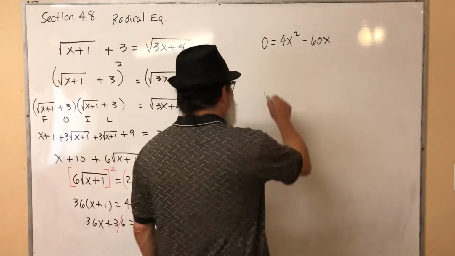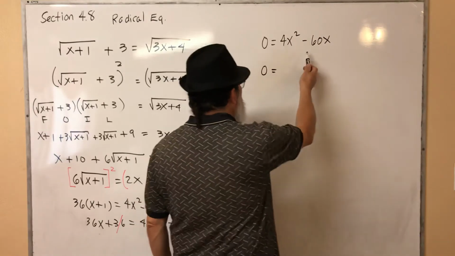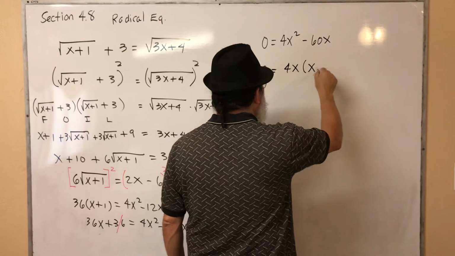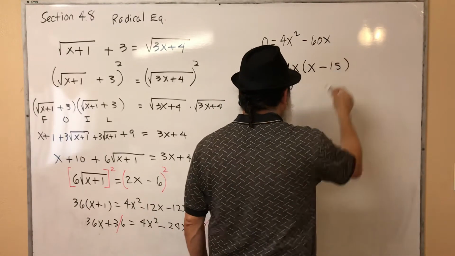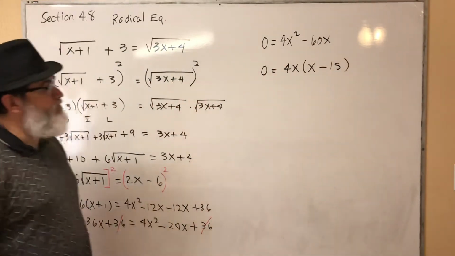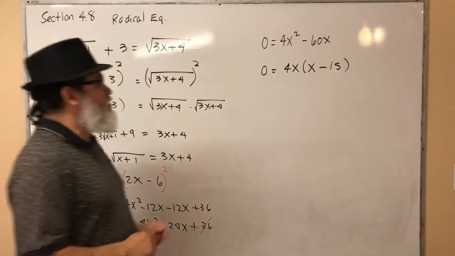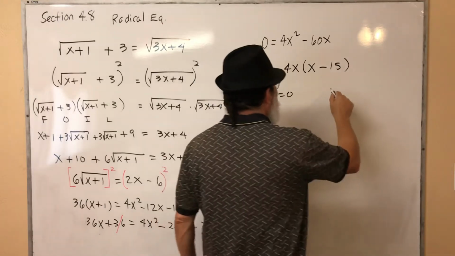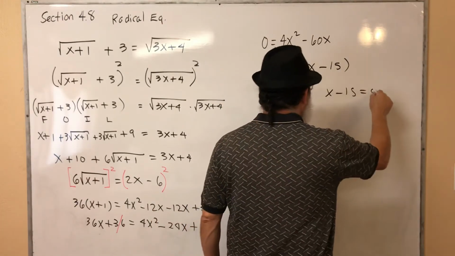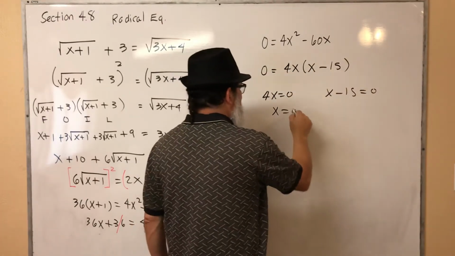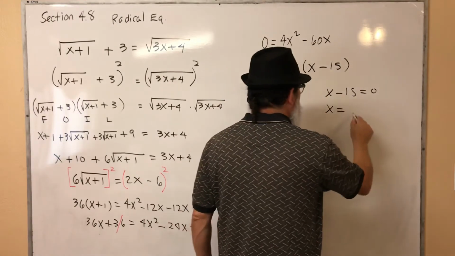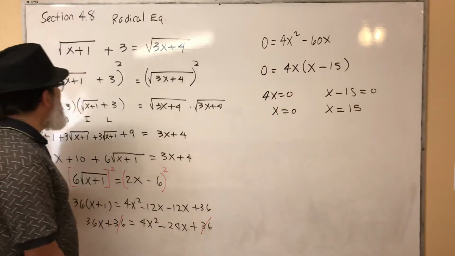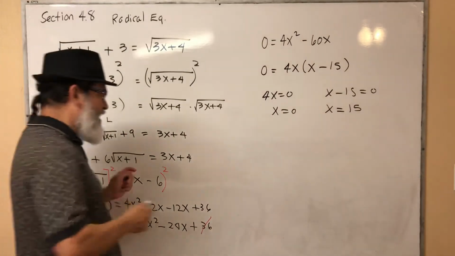Factor. 0 equals, take out a 4, 4x times x minus 15 equals 0. Okay, so now we say 4x equals 0 or x minus 15 equals 0. So x equals 0 or x equals 15. You better check. You better check, okay? So check.